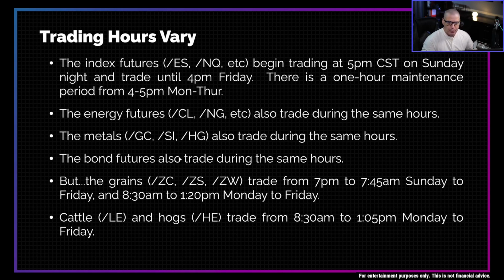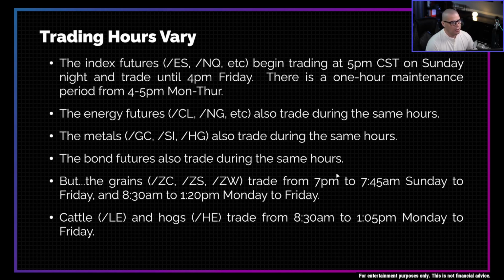Your energy futures, which are oil and natural gas, all trade during these exact same hours. The metals, gold, silver, copper, etc., all trade during the same hours. The bond futures all trade during the same hours. But then you get some really weird stuff. For example, the grains. We're talking about corn, soybean, wheat. They trade some really, really strange hours that I just don't understand.